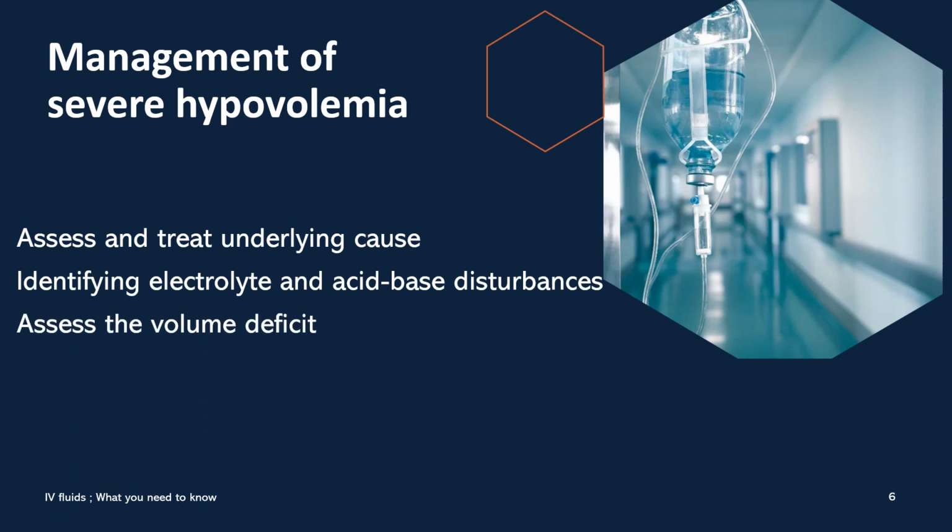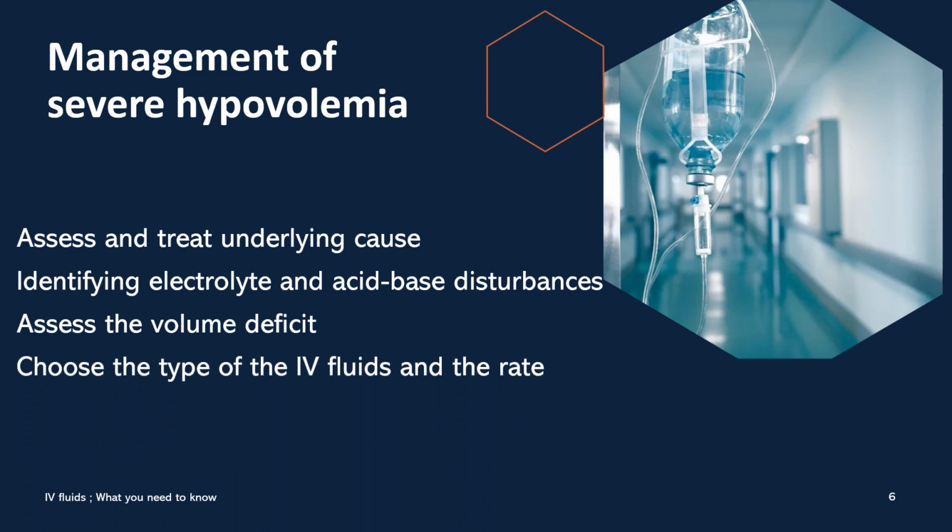The third step is assessing the volume deficit. The fourth step is choosing the type of IV fluids, the rate you will start with, and the rate you will continue. By doing the first 3 steps, you can efficiently choose the type of IV fluids you would use and the rate you would like to start with.